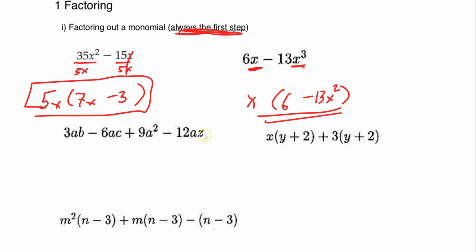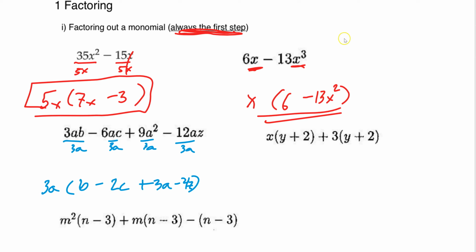And look at all of these and try to see what they all have in common. I could divide them all by 3, because that's the smallest thing that they all have in common. And they all have an a, it looks like. So 3a. Right, and then you just divide each of these by 3a. And you get b minus 2c plus 3a minus 4z. And there you go. And I guess let's go tougher.